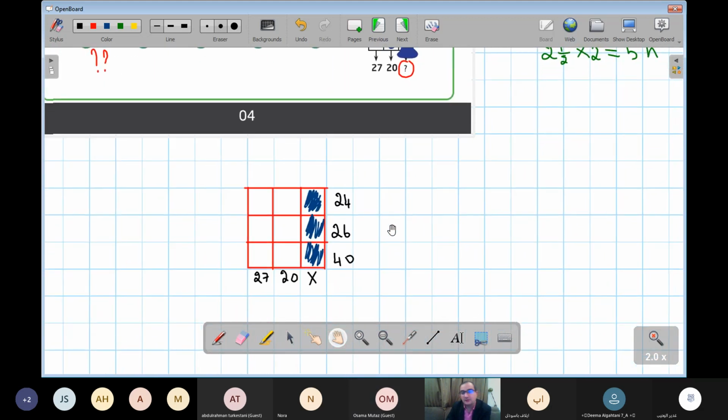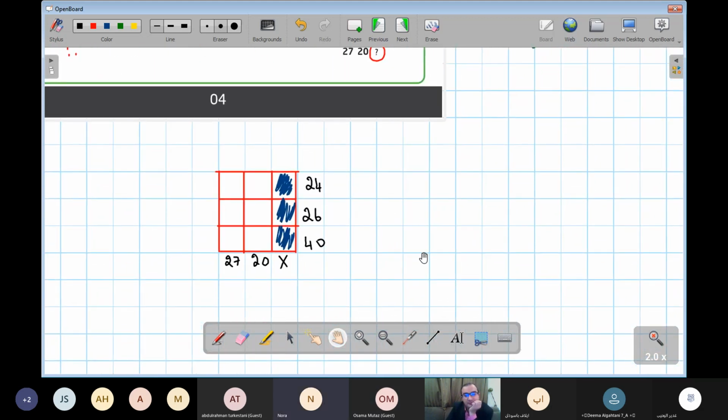Okay? Yalla, Usama? Oh, teacher, we add the 24 and 26 and 40. Yeah, but it's not correct. Sir, not correct what Abdurrahman said. Mr., sort of the way I use, but I think it's right because at first I added 24, 26, and 40, which gave me 90, and then I added 27 to 20, which gave me 47. So 90 minus 47, which gave me 43.